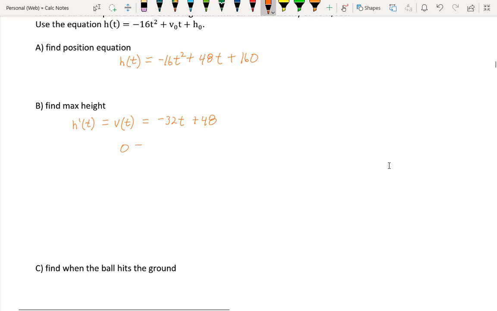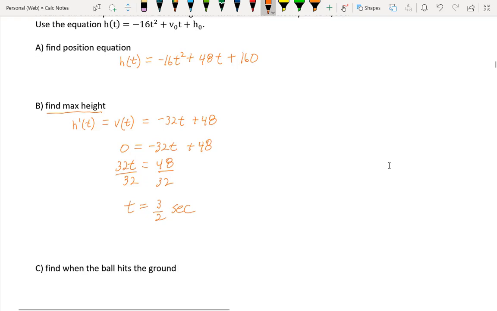And if we set that equal to 0, we get negative 32t plus 48 equals 0. I'm going to add 32t to both sides, 32t equals 48. Divide out the 32. Now again, if this was an AP test, I would probably just leave it as t equals 48 over 32 seconds, if that makes any sense. But I'll go ahead and simplify this. This turns out to be 3/2 seconds. Alright, now go back and read the question. It says find the max height. This is the time at the max height.